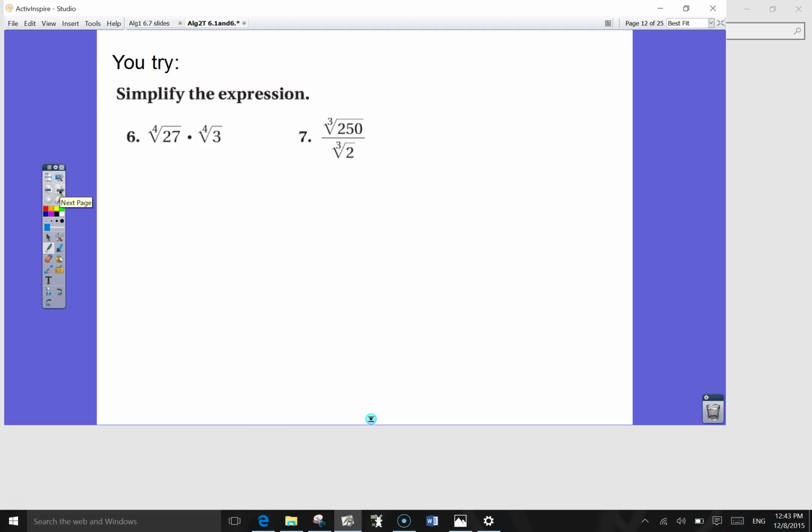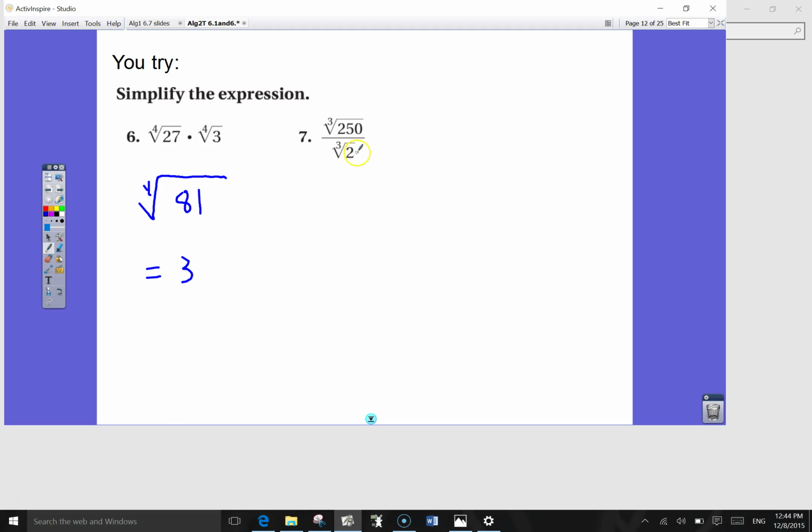So here's your Try's. Hit pause, and when you're done, hit play. So the product of radicals equals the radical of the product. And 3 times 27 is 81. So this is 3.